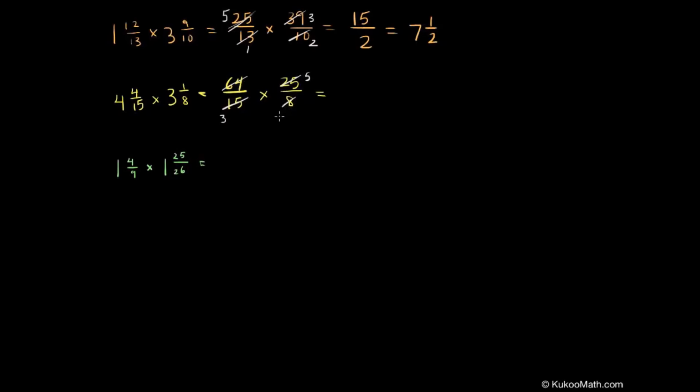64 and 8. So I'll show you an example of not simplifying by the greatest common factor. Let's say that I didn't know that I could divide both of these by 8. So let's say I divided by 4 first. So this would be 2 and this would be 16.